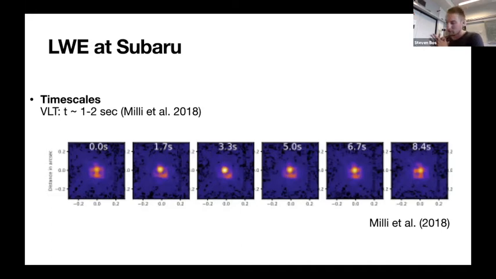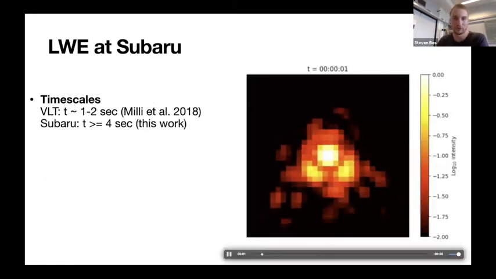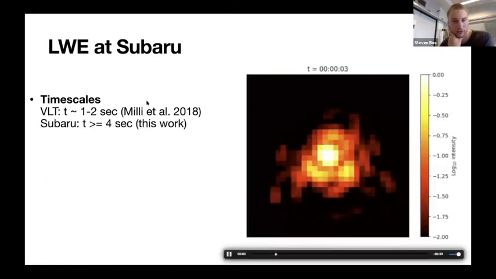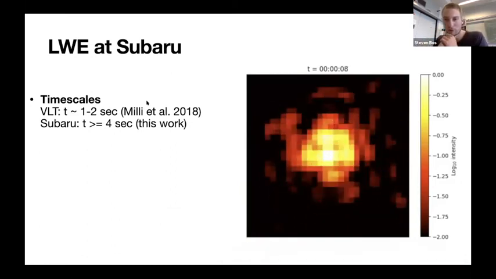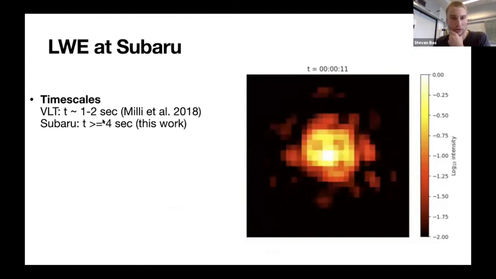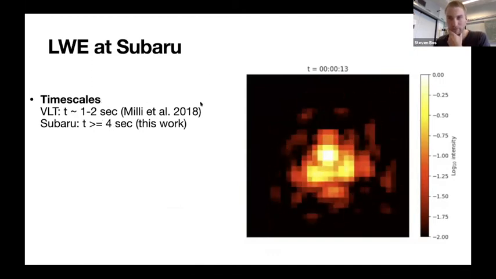So what have we learned about the low wind effect at Subaru? Now, first of all, time scales. At the VLT, Julien Milli determined that the typical time scale of the low wind effect evolution was around 1 to 2 seconds. But here at the Subaru, as for example shown in this video, it seems to be much longer. We still need to do some more careful analysis to actually put a good number on this, but it seems to be longer than 4 seconds.